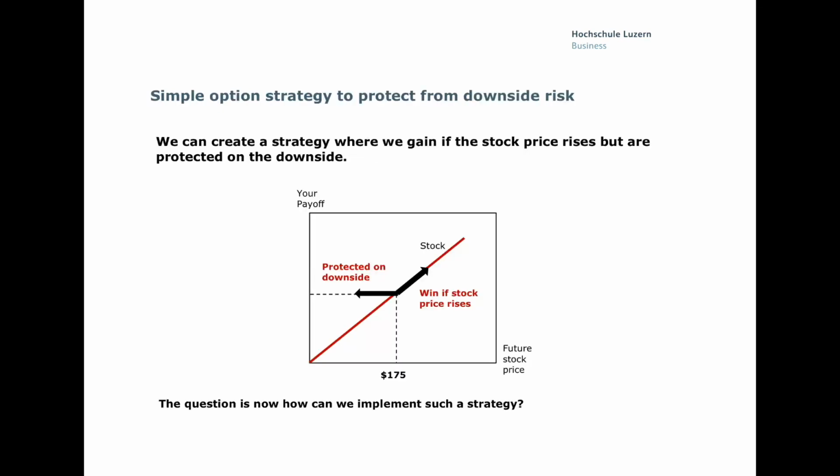The learning goal of this session is to understand how downside protection can be achieved and to derive put-call parity theorem. Assume that our underlying asset is a stock, which is represented by the 45-degree line in the graph. In this session, we will study a strategy that allows us to gain if the stock price rises, but at the same time provides protection on the downside. The question we have to answer is how can we implement such a strategy?